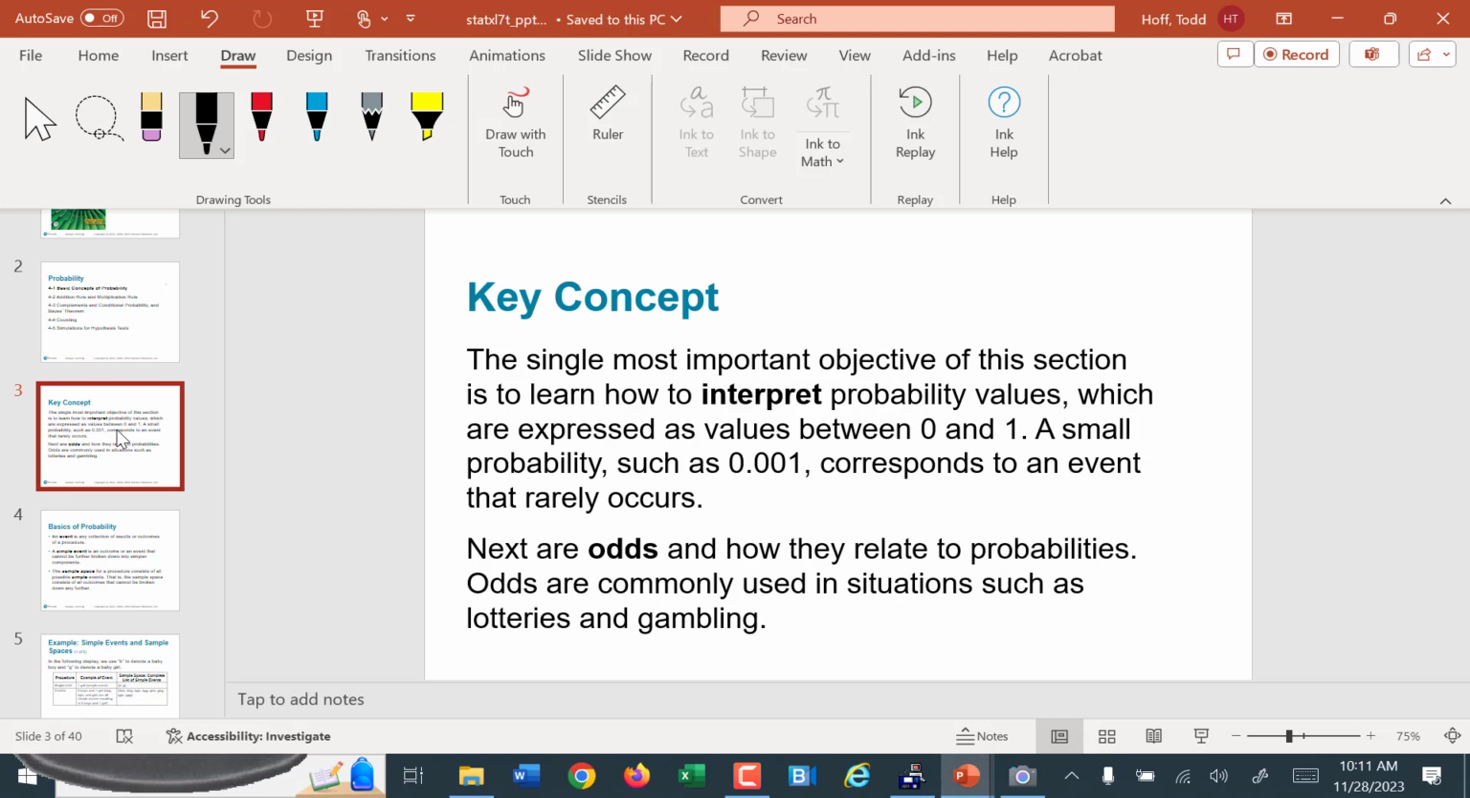So our key concept here, the single most important reason, like we said, is to interpret probability values and to see if we have highly unlikely events or events that rarely occur. Such as, let's say something that has a probability of 0.001, which means it's a 1 in 1,000 chance to occur. That's very rare. Well, that then becomes significant to us. The book talks a little bit about odds. We're going to skip over odds. In this course, we do not talk about odds. That's more of a gambling application.